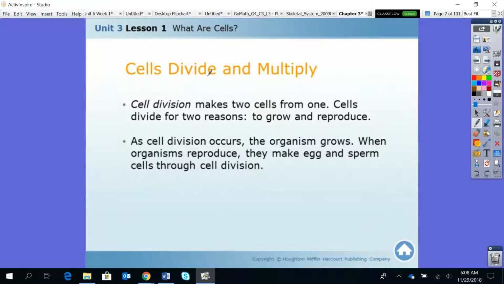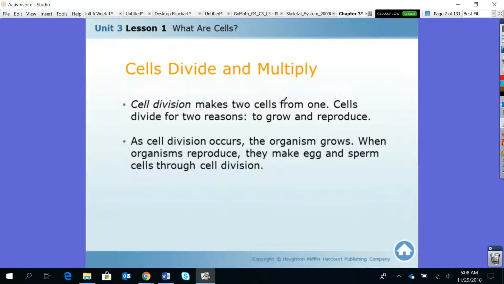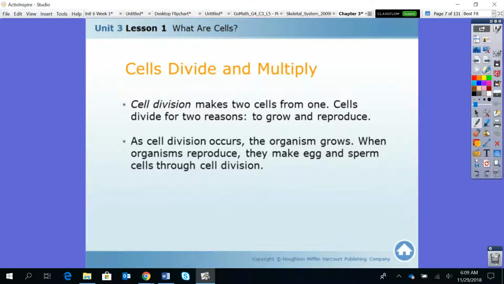Cells divide and multiply. Cell division makes two cells from one. Cells divide for two reasons: to grow and to reproduce. As cell division occurs, the organism grows. When organisms reproduce, they make an egg and a sperm cell through cell division.